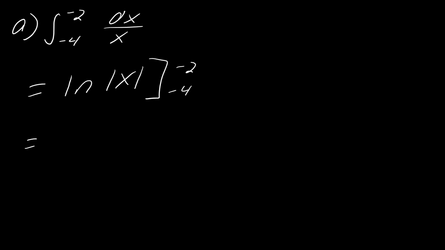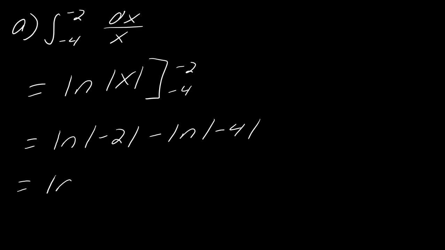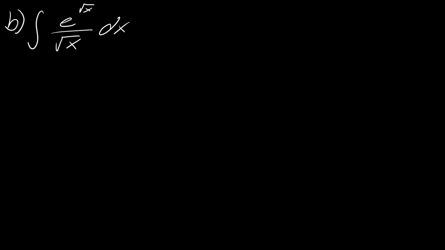So these are both going to become positive values. So this will become the natural log of -2 minus the natural log of -4. So then that'll be the natural log of 2 minus the natural log of 4. And if you use a calculator to get that, then you'll get 0.693 as an answer. Okay, so moving on to B here.